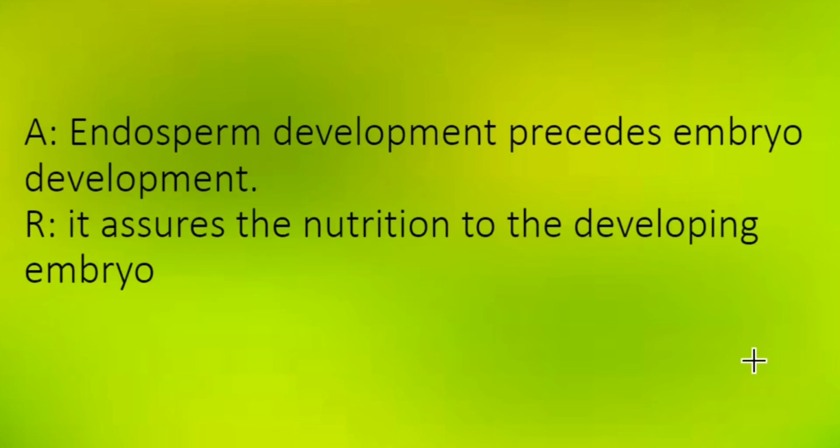Endosperm development precedes embryo development. Correct. After fertilization, first the primary endosperm nucleus will start dividing to produce endosperm. After some formation only, the zygote will develop into embryo. Why? It assures the nutrition to the developing embryo. That's also correct and correct explanation. So assertion and reason are correct, and R is the correct explanation of assertion.